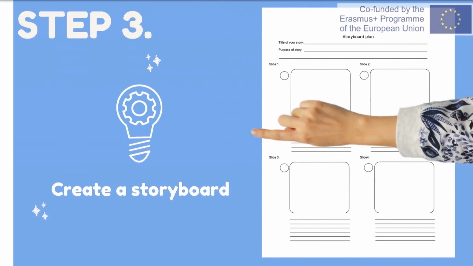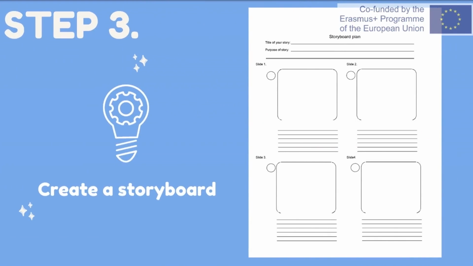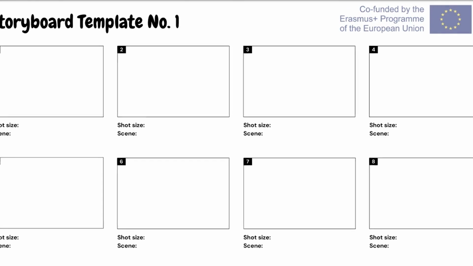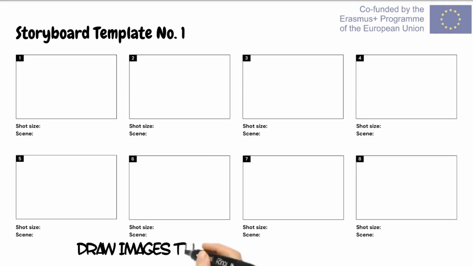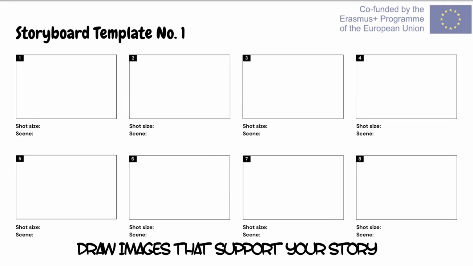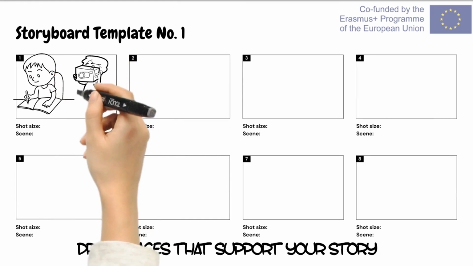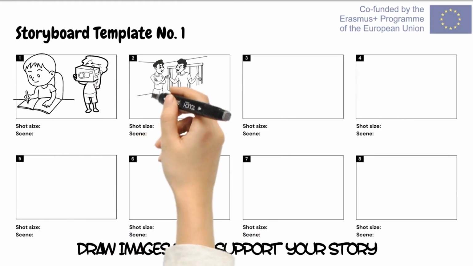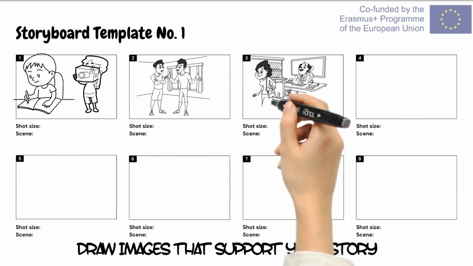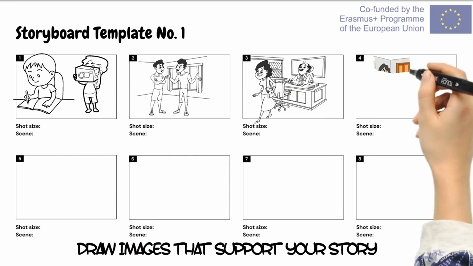Step 3. Create a storyboard. Good stories start with a good script, but they don't end there. After you have written your story, then create a storyboard to outline media needed to support your ideas and to make sure that your script is in chronological order.